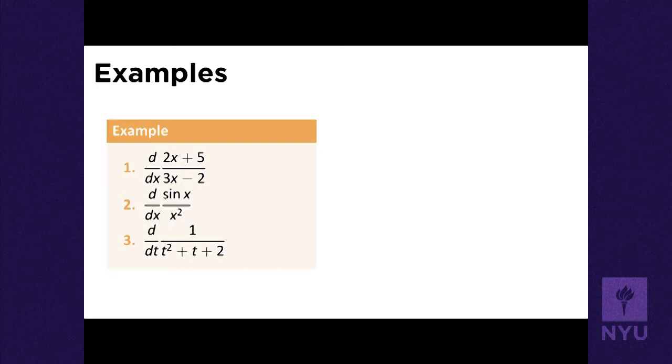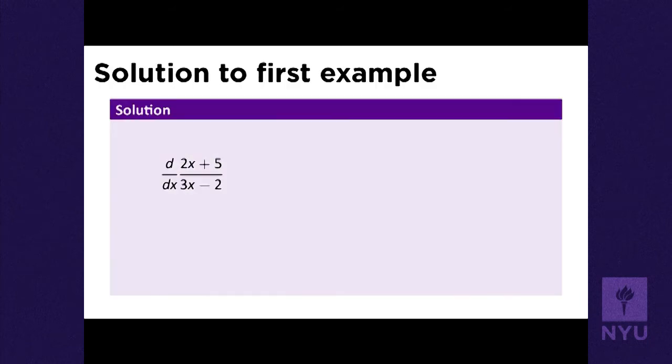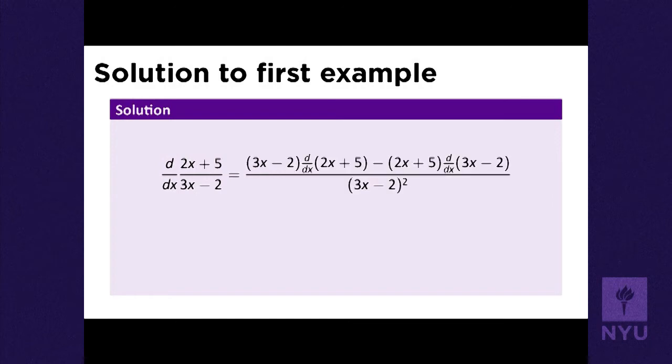Well, identifying which is high and which is low is pretty easy. This is high and this is low. Okay, I'll want low d high minus high d low divided by, draw a line and square the low. So let's do that. Here's low, 3x minus 2, d high is the derivative of 2x plus 5, minus high, 2x plus 5 left by itself, times d low, the derivative of 3x minus 2, and that gets divided by 3x minus 2 squared.